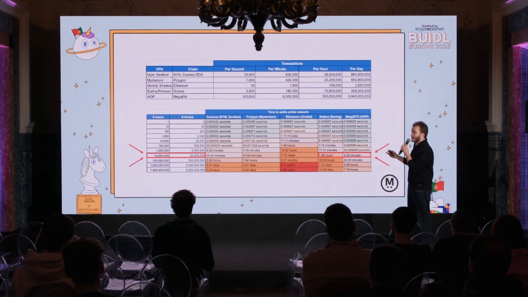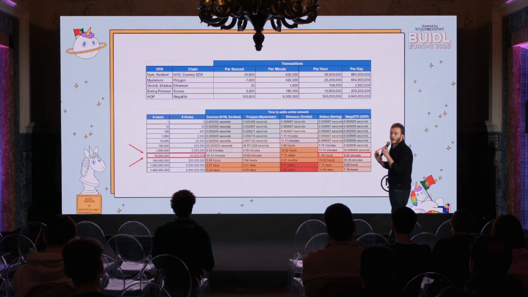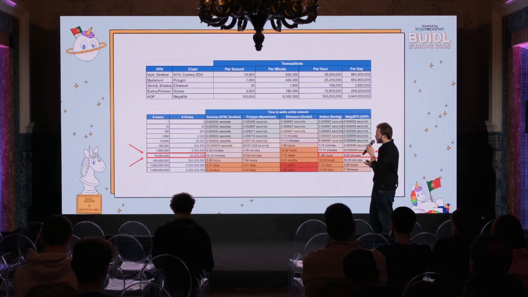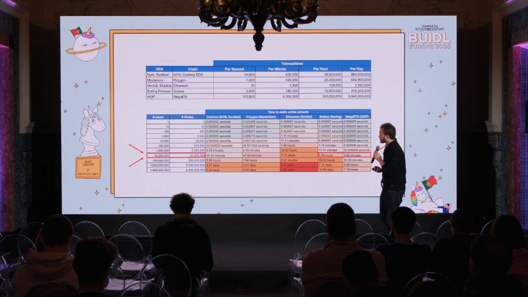On MegaETH, this would be done in 3.3 minutes, which means on Solana, you can settle 12 times a day and make 12 micropayments. On MegaETH, you can do it 432 times.